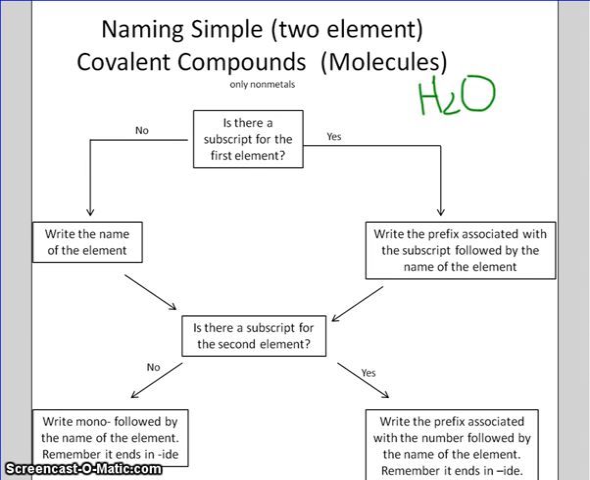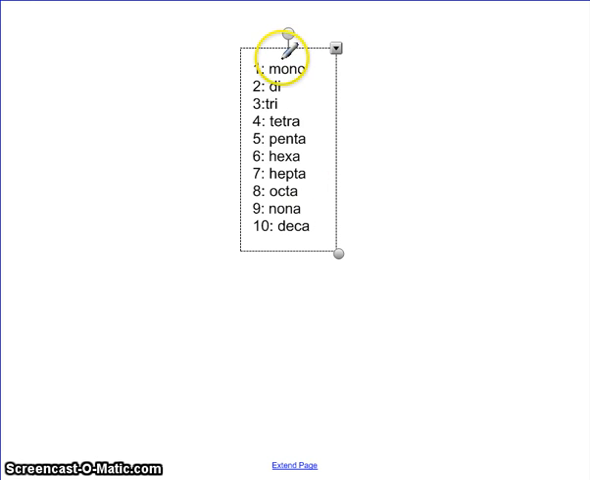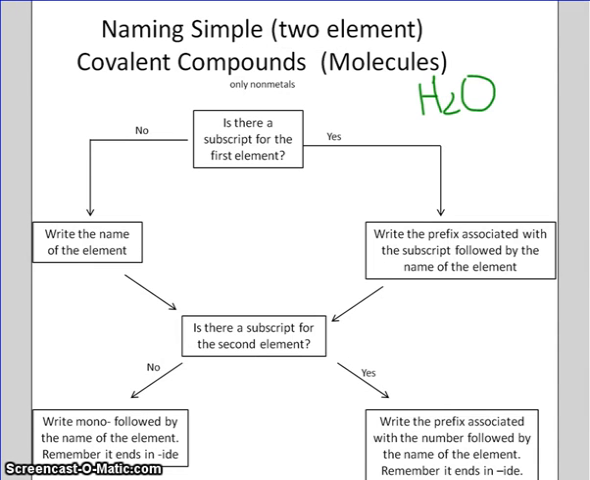So the first question, is there a subscript for the first element? And a subscript is the little number. So H, yes, it has a subscript, so we follow yes. It says write the prefix associated with the subscript followed by the name of the element. Here is a list of the prefixes. So the subscript was 2, which means the prefix is di. So then I write di, followed by the name of the element. H is hydrogen.